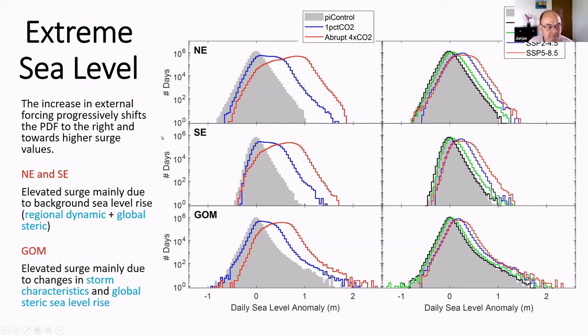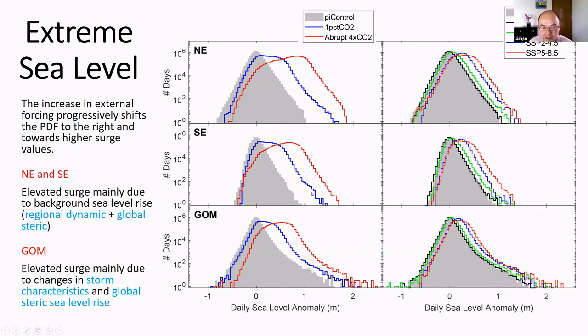But for the northeast and southeast coast, the elevated surge is mainly due to the background sea level rise. So the background sea level rise is the regional dynamic sea level rise plus the global steric sea level rise in the model. But we found that along the Gulf Coast, the elevated storm surge is mainly due to the changes in storm characteristics due to the CO2 forcing, and also due to the global steric sea level rise.